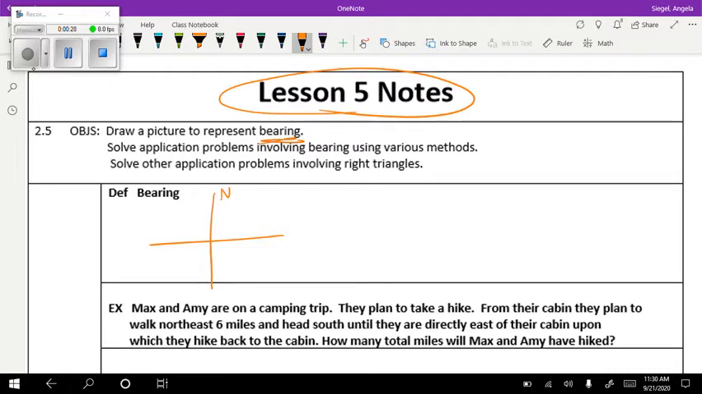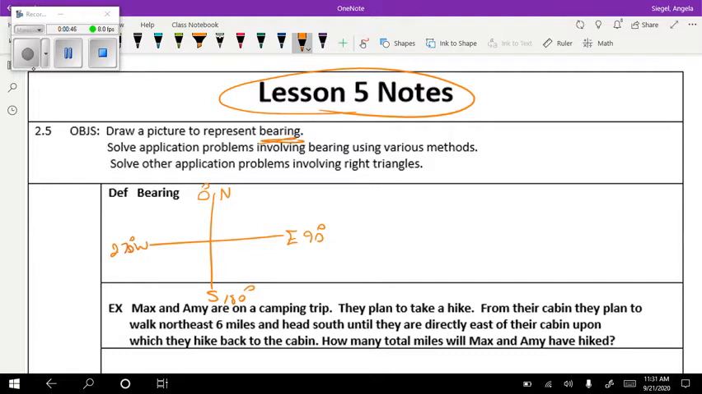So this is going to be kind of weird. North is going to be 0 degrees. So if you go due east, that's going to be 90 degrees. South is 180, and then west is 270. So that's one thing that's kind of weird.